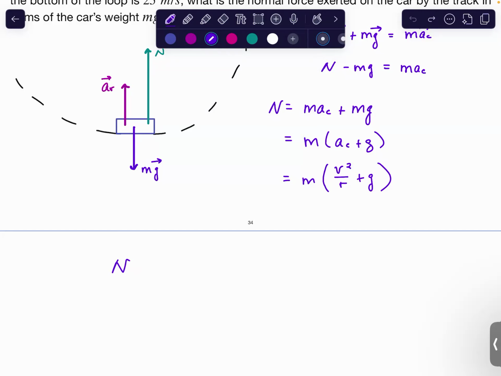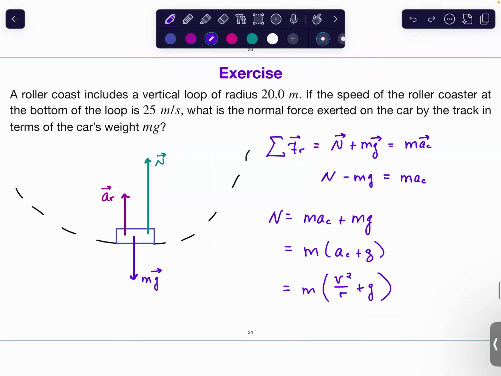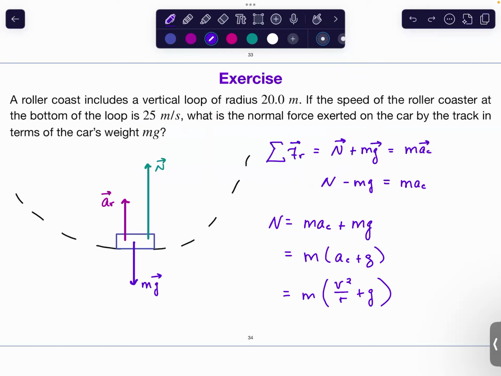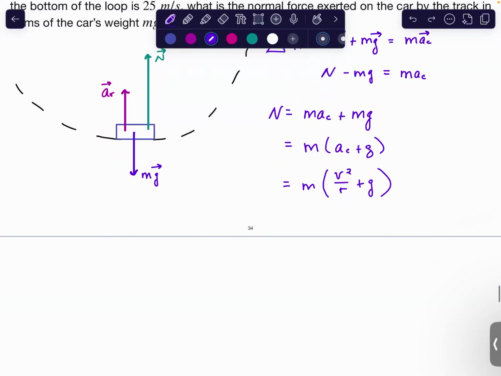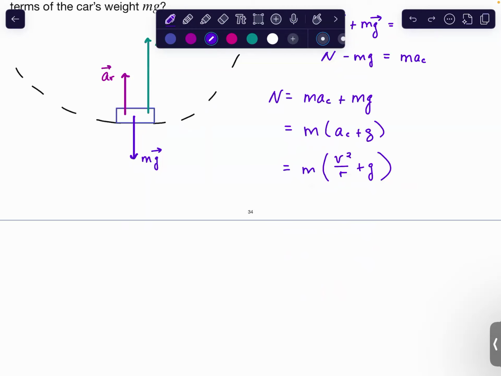Oh, that's why. Okay. You see, the question says, what is the normal force exerted on the car by the track in terms of the car's weight, mg? So we want a number multiplied by mg. We're not actually going to calculate in mg. The answer has to be some multiple of the weight, the gravitational force of the car. Okay, so that's why the book took this step. If I'm just gonna put in numbers.